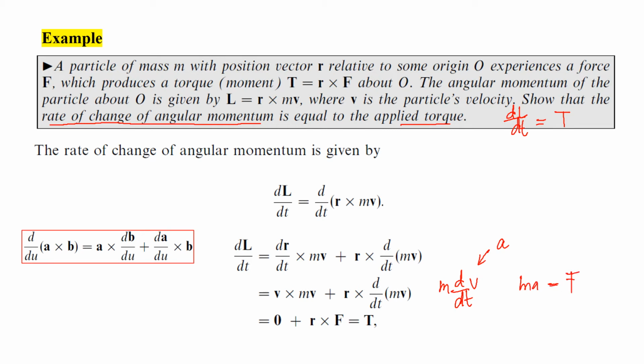Okay, so your v cross mv, since your velocity v crossed with your velocity v points in the same direction, the cross product of this one is equal to 0. And now you are left with r cross your F here. Your r cross F is just given by your torque. So that means you're able to show that your dL over dt is equal to your torque.